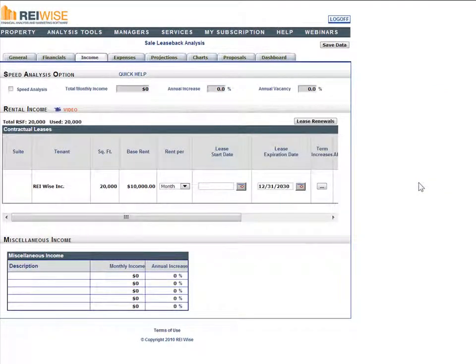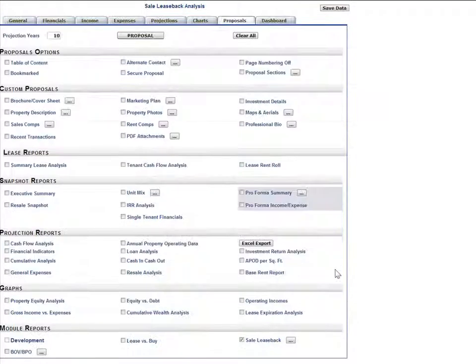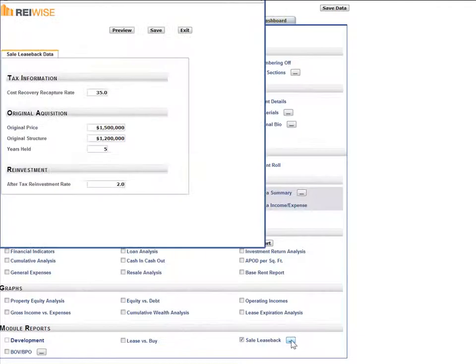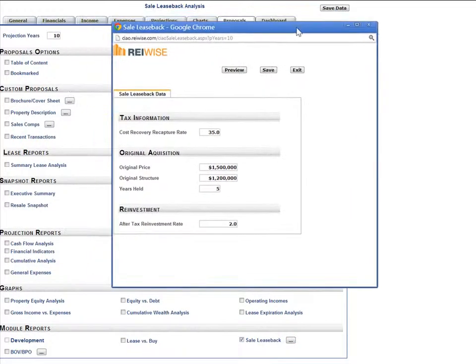Once we have completed the value and the future value on the General tab, the existing financing in place on the Financial tab, and the potential rent that you would be paying if you lease it back, we can now move to our Proposal tab and click on the Build Out box next to Sale Leaseback. This will open up an area where you can enter in further information about the original acquisition and what you would do with the equity once you sell and lease back the property.